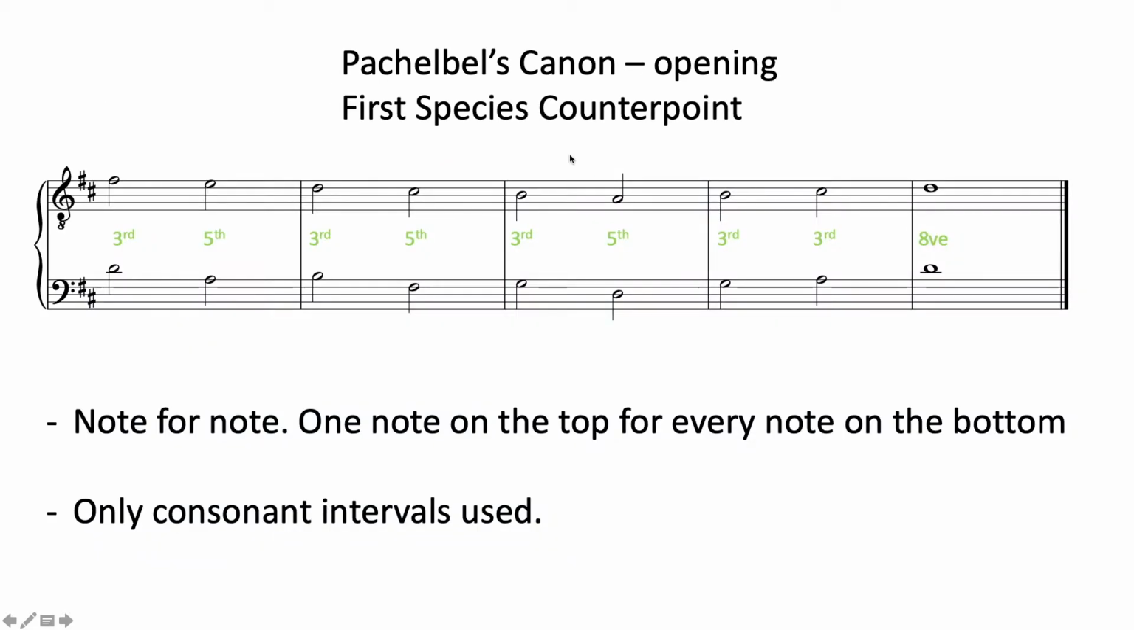So if we just quickly have a look at an example of first species counterpoint again, I'll just play this through. Okay, so that's the opening of Pachelbel's canon, and it's an example of first species counterpoint because it's note for note. So for every note there's one note in the top part for every note in the bottom part, and only consonant intervals are used. You can see there that we've only got thirds and fifths and octaves across the whole thing.